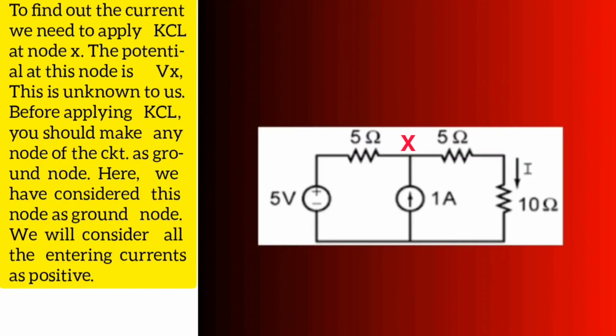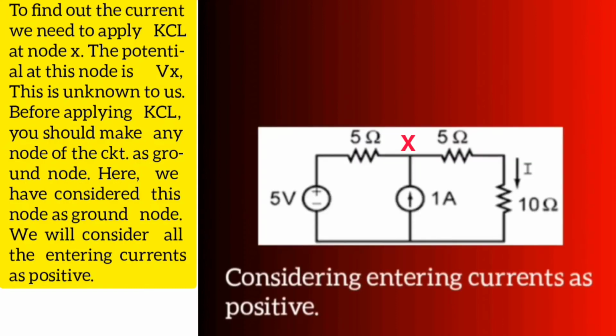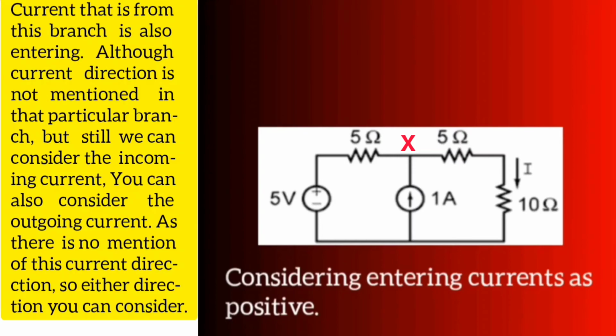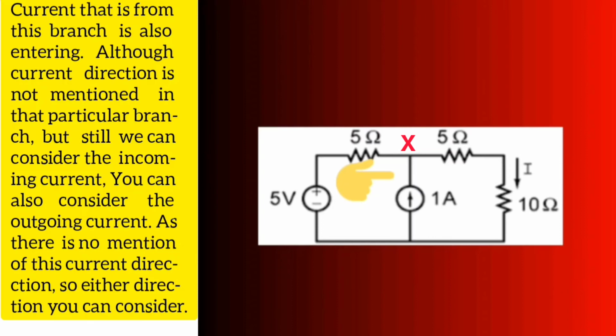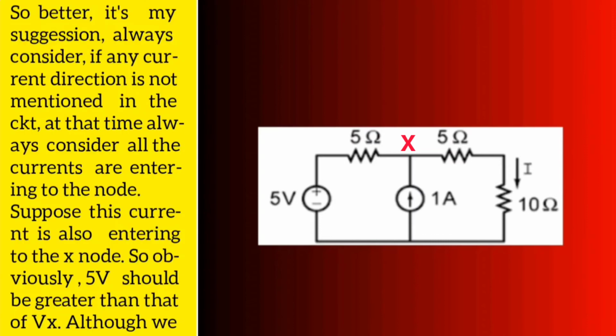We will consider all the entering currents as positive. The current from this branch is also entering. Although the current direction is not mentioned in that particular branch, we can still consider it incoming, or you can also consider it outgoing, as either direction is possible. My suggestion is, if any current direction is not mentioned in the circuit, always consider all the currents as entering the node. So suppose this current is also entering the X node.